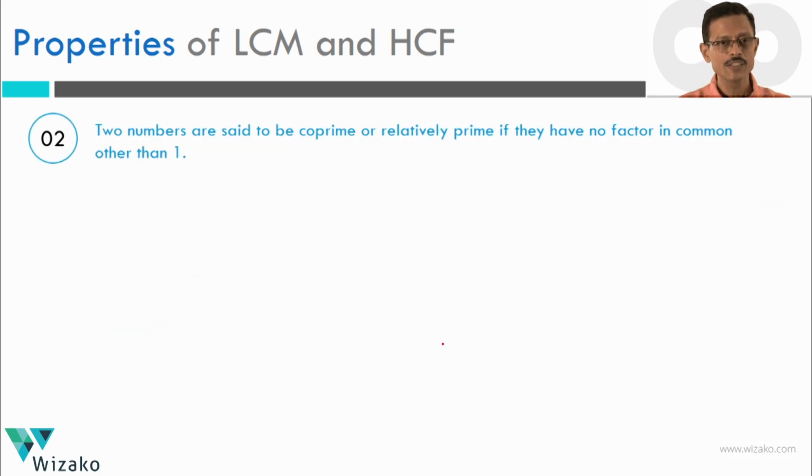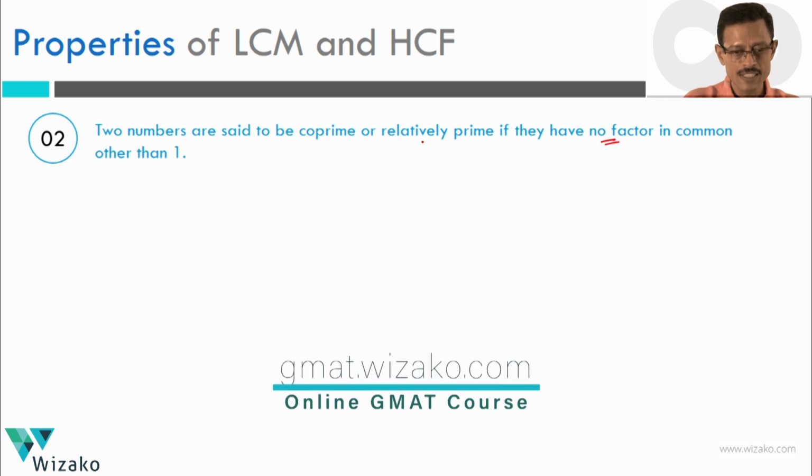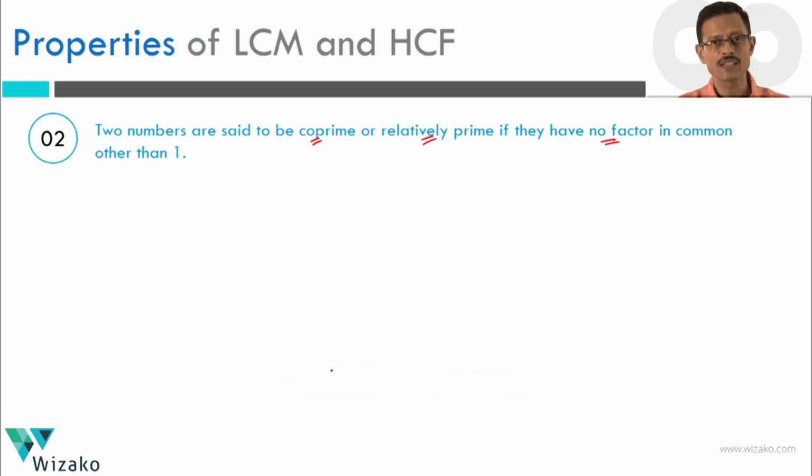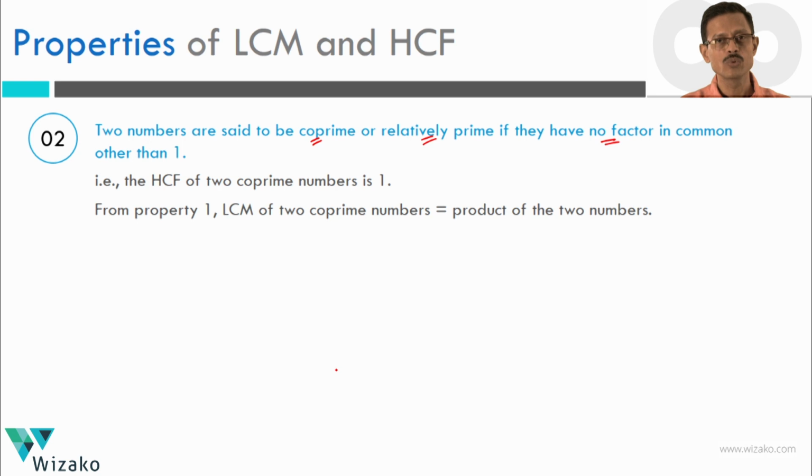Second one is, if two numbers do not have any factor in common, they are said to be relatively prime or co-prime numbers. They have no factor in common and they are integers. One is definitely going to be a factor of them. Essentially, co-prime numbers are those whose HCF is equal to 1.